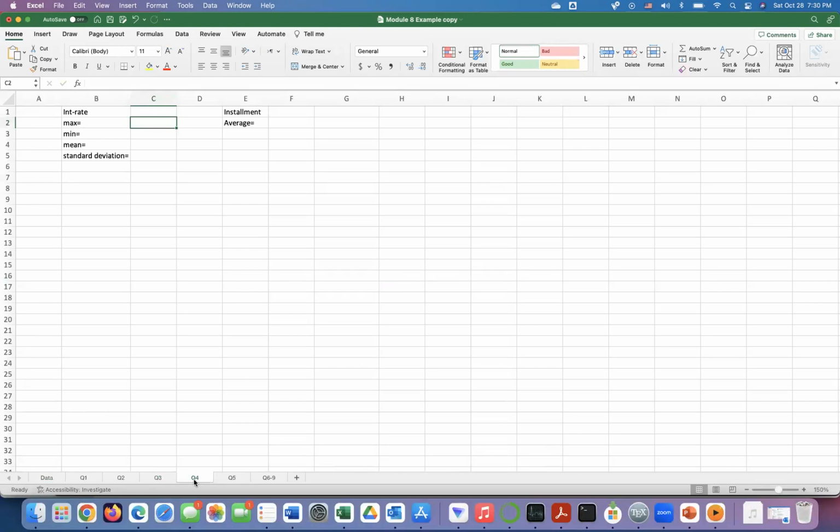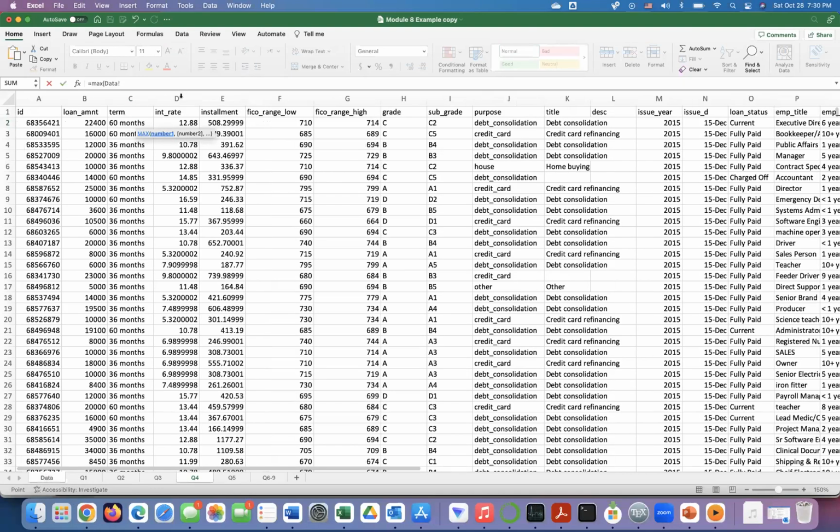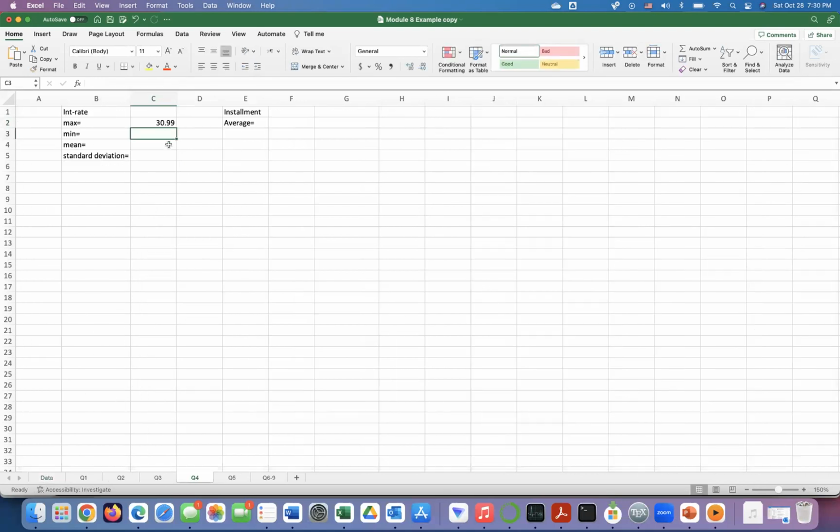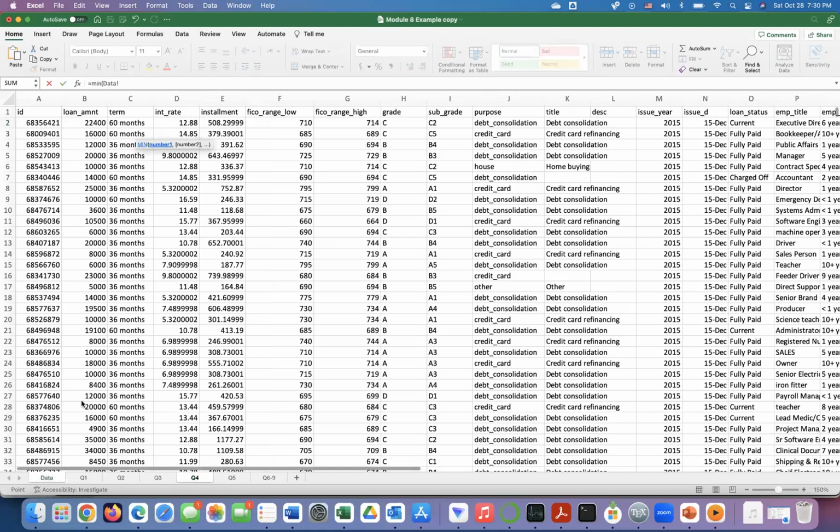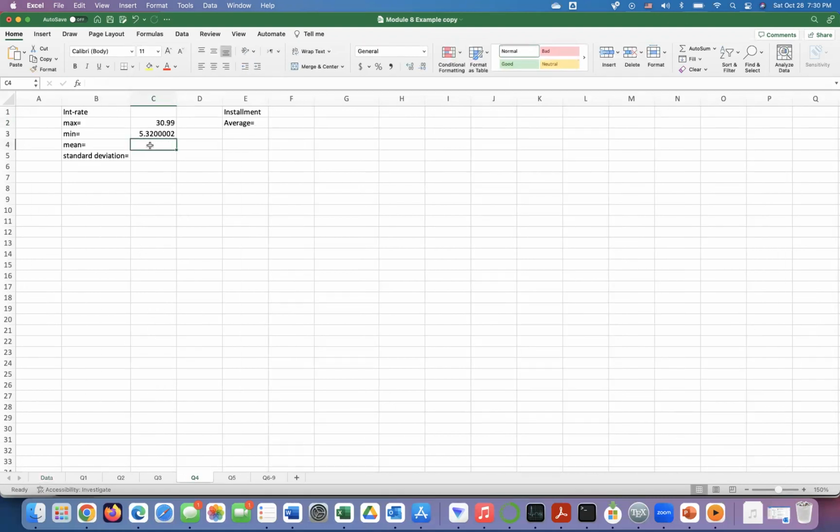One more thing, interest rate, again, equals max. Open the parentheses, go to tab data. Just all you got to do is find interest rate, which is column D, and that's it. Interest rate, maximum interest rate, 30.99%. That's very high. Minimum of interest rate, open the parentheses, go to tab data. This one, 5.32. That's a good rate.